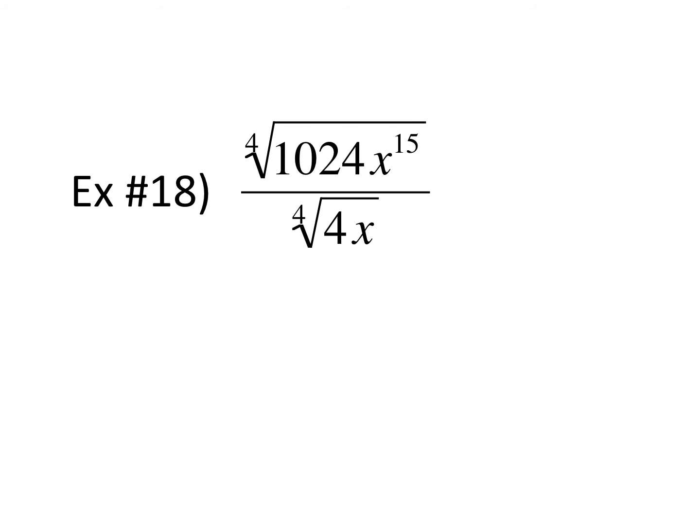Number 18. Okay, now these are 4th roots, but you do the same process. So take those numbers and divide them. 1,024 divided by 4, you can plug that into your calculator. 256. So this is the 4th root of 256. X to what power? 14th. Yeah, we're going to subtract those. 15 minus, this is essentially a 1.